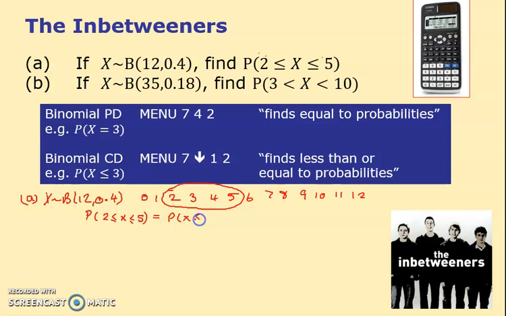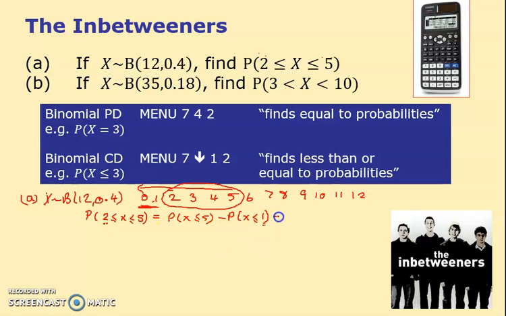If it's between 2 and 5, like this, and it can be equal to them, I do the probability that x is less than or equal to 5. Now, think what that means. It means all these, unfortunately, it includes this 0 and 1. So then I take away the probability that x is less than or equal to 1. And you always do these takeaways with these in-betweeners, but notice it's not necessarily the numbers they give you.